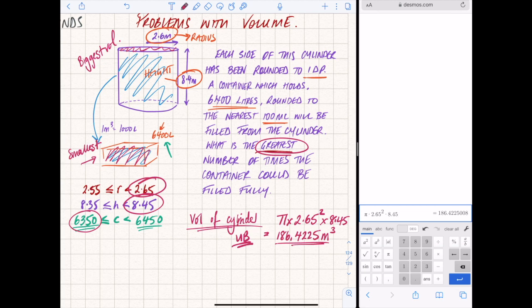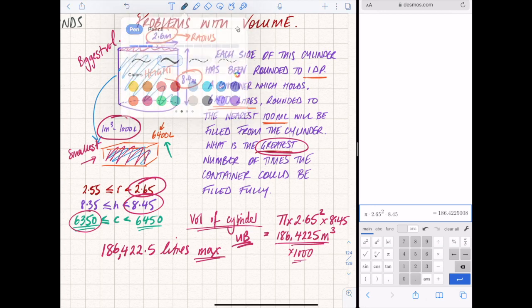The next thing we need to do is convert this meters cubed into litres. And I'll put this information here for you. You can see 1 meter cubed is 1,000 litres. So that 186.4225 gets multiplied by 1,000. And I end up with 186,422.5 litres. So that is the absolute maximum that container holds. It holds 186,422.5 litres.